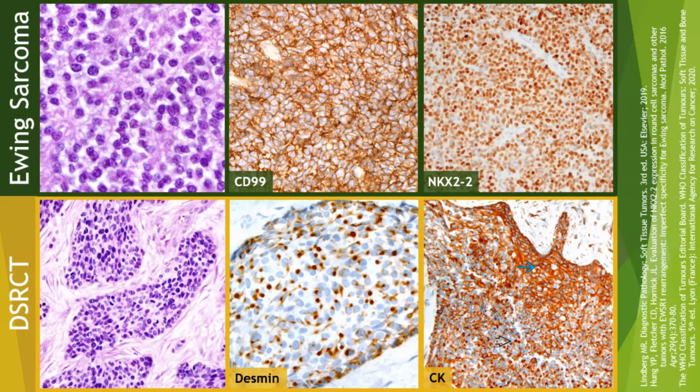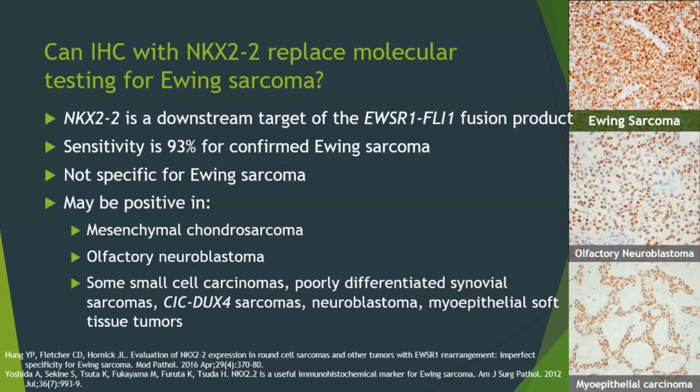And that's an example of what I've said earlier, that if CD99 staining is not classic, consider other differential diagnoses aside from Ewing sarcoma. Now, because DSRCT's translocation fuses the N-terminus of EWSR1 with the C-terminus of the WT1 gene, it may stain with WT1 IHC, but your antibody or clone must recognize the C-terminal epitopes of the WT1 protein for it to be useful. Can IHC with NKX2-2 replace molecular testing for Ewing sarcoma? So what's NKX2-2? NKX2-2 is a downstream target of the EWSR1-FLI1 fusion product. It is also positive in those with EWSR1-ERG translocation, and its sensitivity for genetically confirmed Ewing sarcoma is 93%.